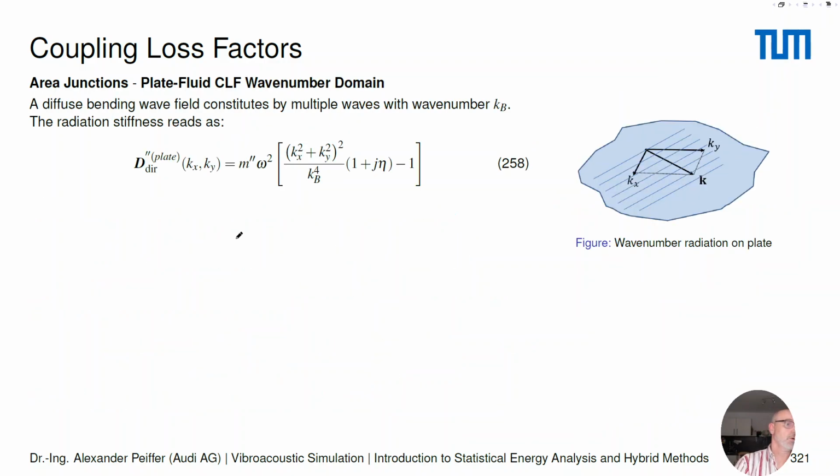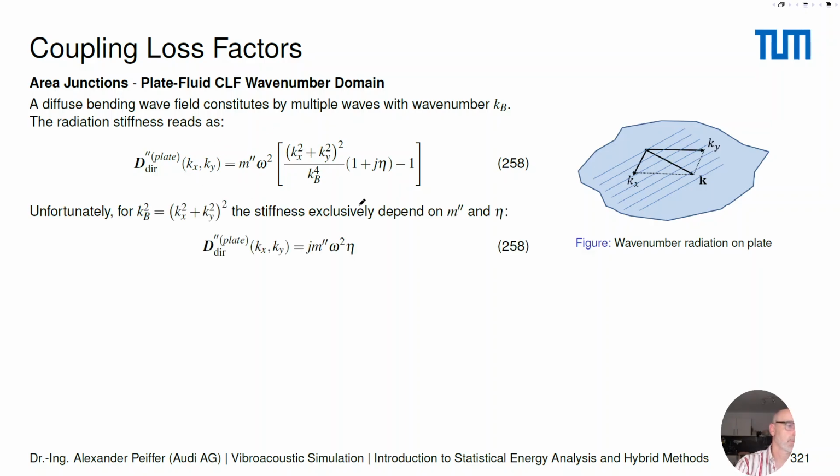Okay, now we consider another kind of junction, but a very important junction. We just take an area junction. Now we have a plate coupled to a fluid. So I mentioned that the wave number formulation of the plate is not practical, because we might have a zero result, but however, we do it anyway just to show you something. And that would be this case.